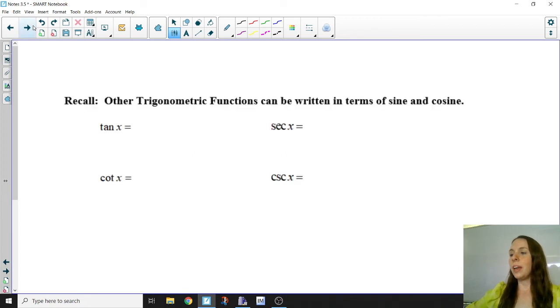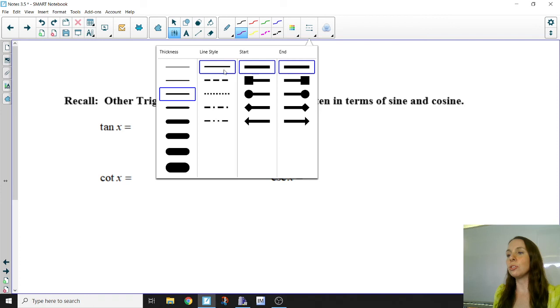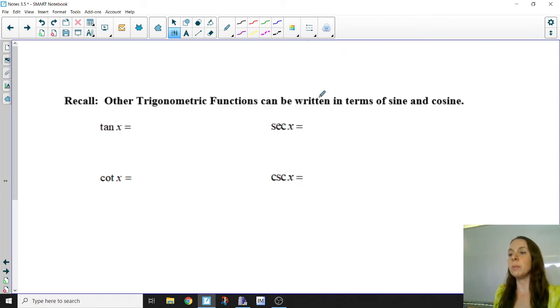Okay, finally, the last thing we need to talk about are what are the derivatives of all of the other trig functions? We've focused a lot on sine and cosine. Well, the reason we focus so much on sine and cosine is because the other trig functions can be written in terms of sine and cosine, right? So here we're not going to write the derivatives of these trig functions, but we are going to write how we define these trig functions in terms of sine and cosine.